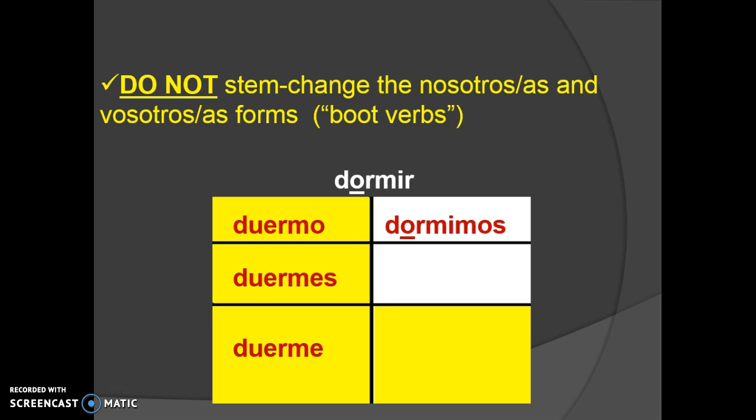Out of the boot, you don't stem change it. So it's dormimos. You conjugate it like a normal IR verb. Same thing with the vosotros. Conjugate it like a normal IR verb. So it's dormís, with the accent over the I because it's an IR verb. Now we're back in the boot, and so the O becomes a UE again. And you conjugate it for they or y'all or it plural, duermen.